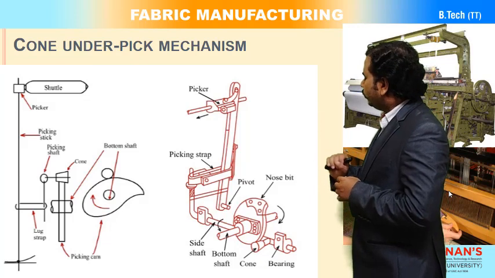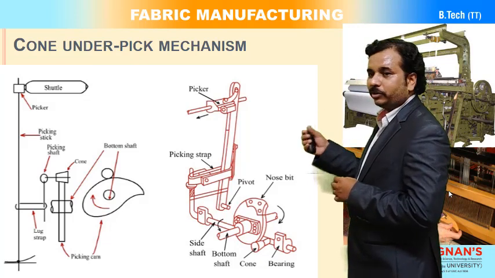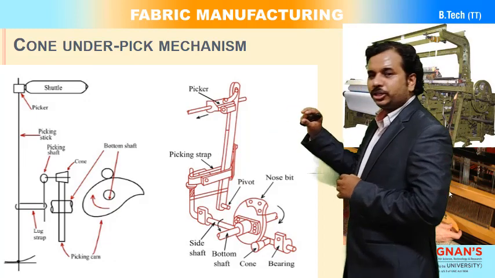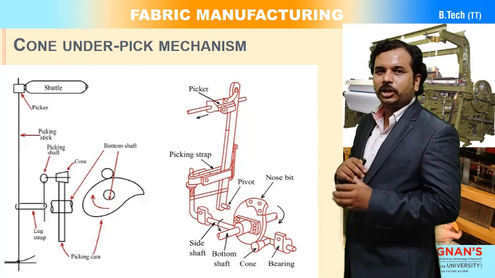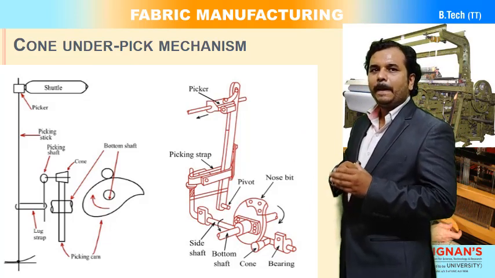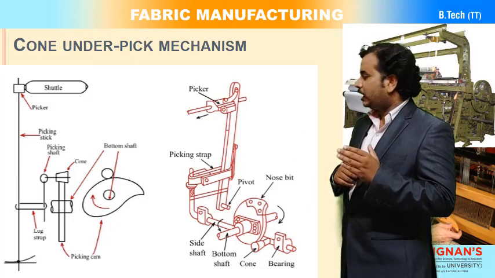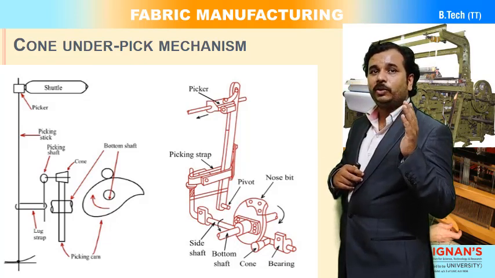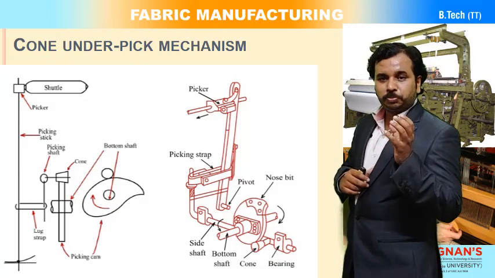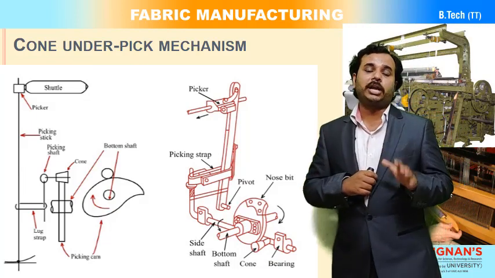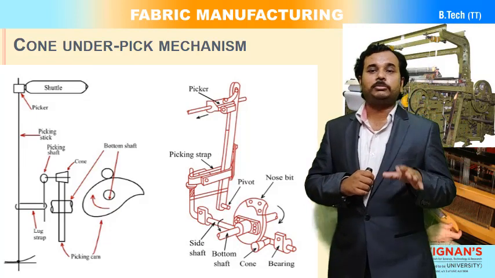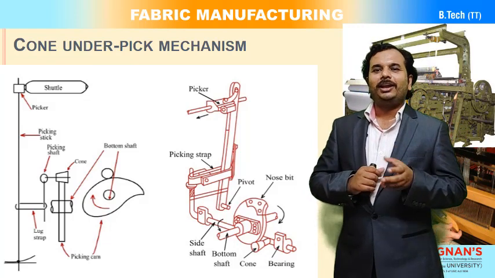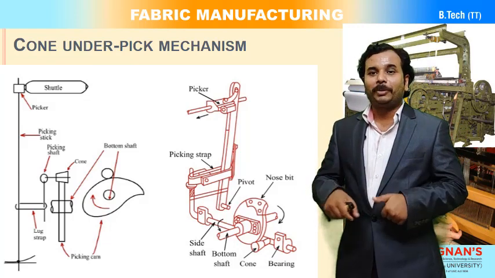So once the motion is coming from the cam to the cone, then the cone will give a rotational movement to the side shaft. So after this rotation, what will happen? At the edge of the side shaft, we have a lever, and there is a picking strap which is connected to the vertical picking shaft. This picking shaft is fixed at the bottom side of the shuttle box, or under the shuttle box. That is why it is called the cone underpick mechanism.